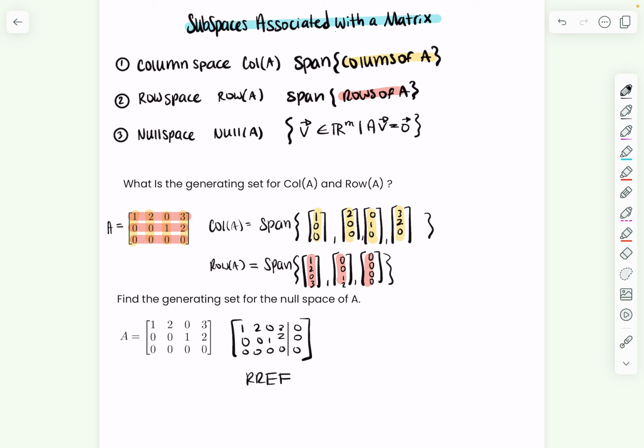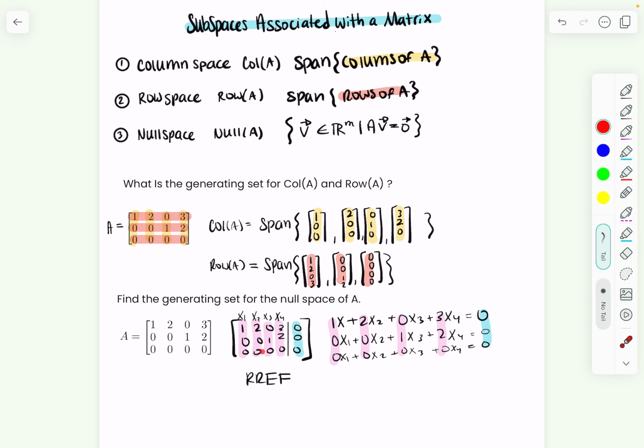So let's actually write them out. So we have 1x1 plus 2x2, because remember, every column is associated with a variable, 0x3 plus 3x4 is equal to 0. That's my first row. So we went from a matrix to a system. And then this just says 0 is equal to 0.